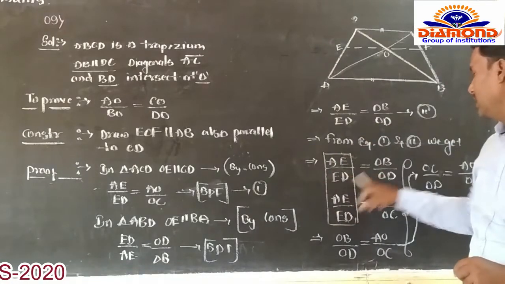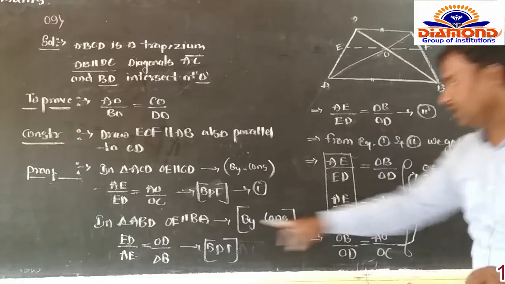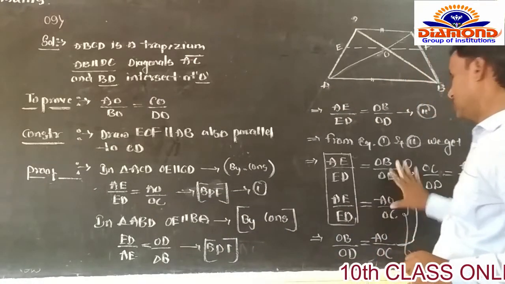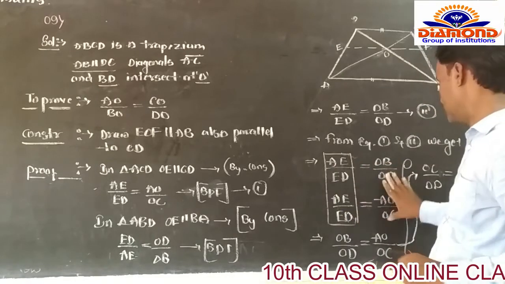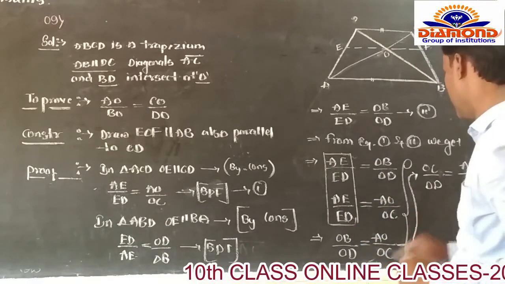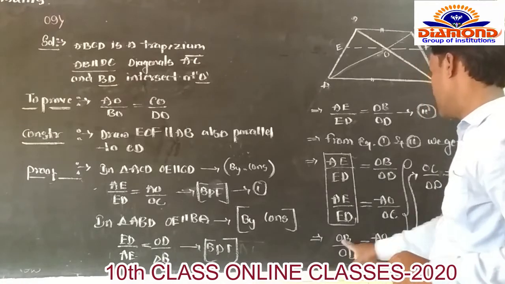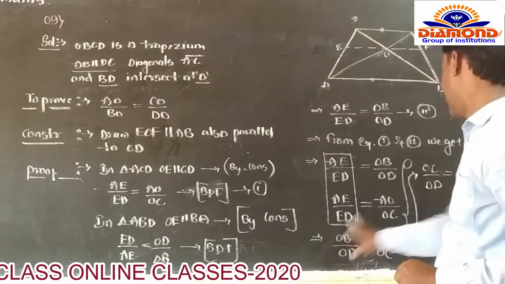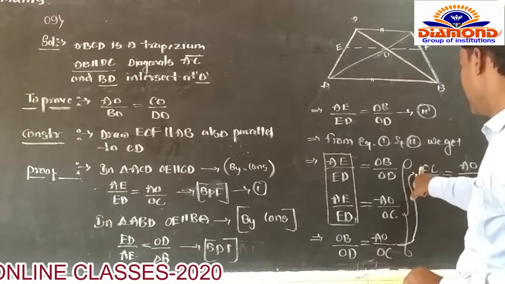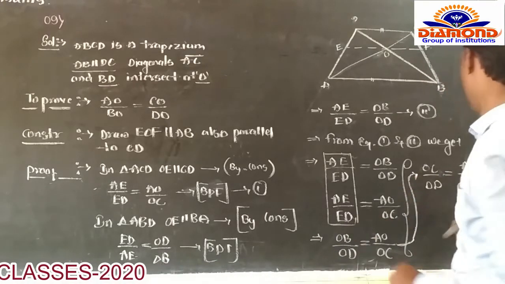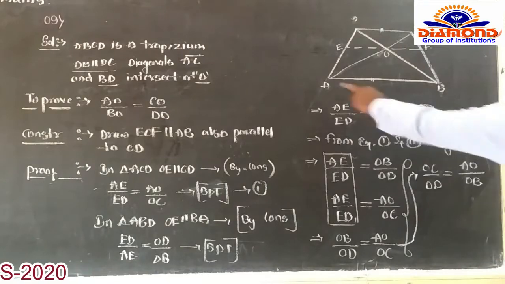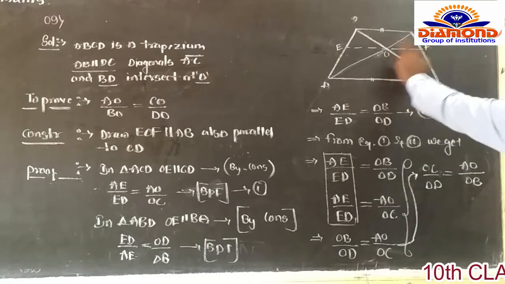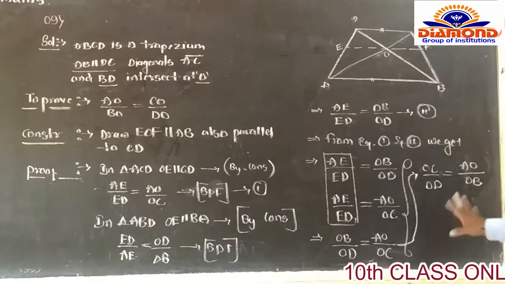When from equation 1 and 2, we get what? AE by ED is equal to AO by OC and AE by ED is equal to OB by OD. So both are equal, no? So these two are also equal. But our question is what? AO by OB equals OC by OD. Bring OB here and OC there, so OC becomes the numerator and OB the denominator. What can we prove? Here AO by OB is equal to OC by OD. Write the answer as proved.